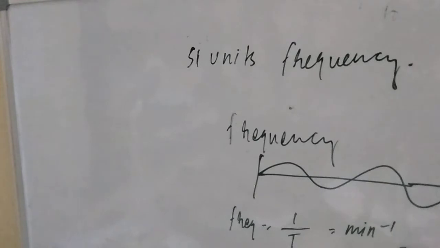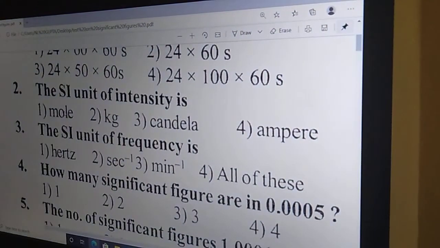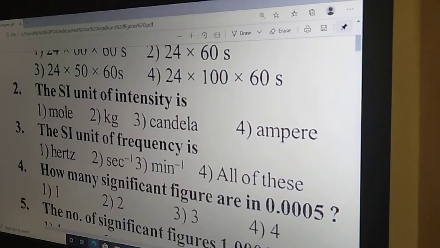Dear student, in the SI system we use the second. So the correct answer will be option number 2. But if they are not talking about SI unit, if they are talking only about the units of frequency, then the units of frequency will be all. But if they are asking in the SI system, the international system of units, then the correct option will be option number 2.